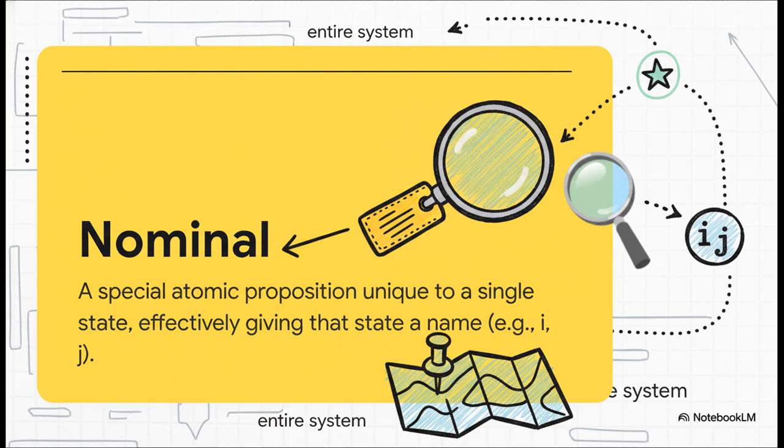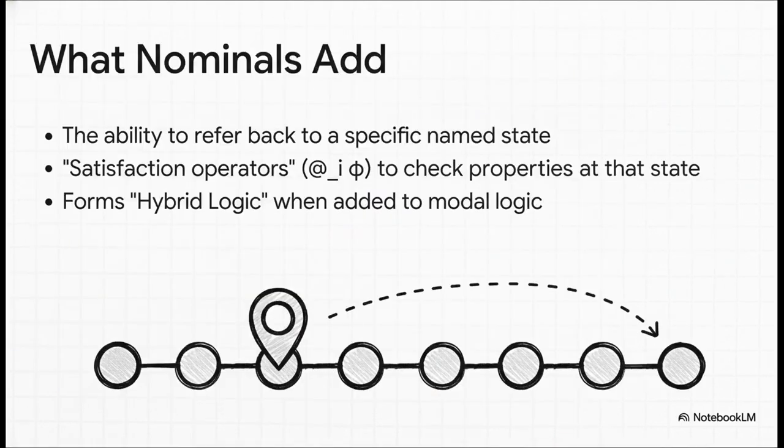It's like putting a pin on a map. You're pointing to a very specific location, or in our case, a specific moment, and giving it a unique name like I or J. Now you can say, right now, we are at state I. So once you've named a state, let's call it I, you get this cool new power. You can use what's called a satisfaction operator, which looks like at I, to basically jump to that exact state and ask questions about it. You can say, is this property true back at that moment we named I? It's incredibly precise.